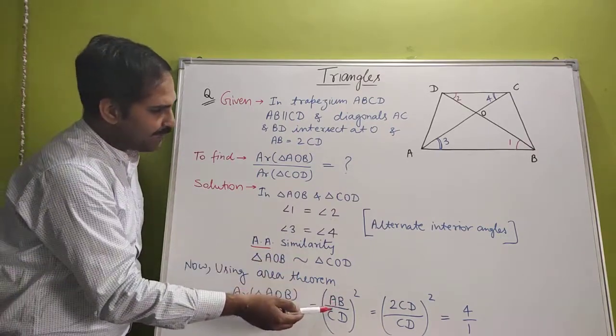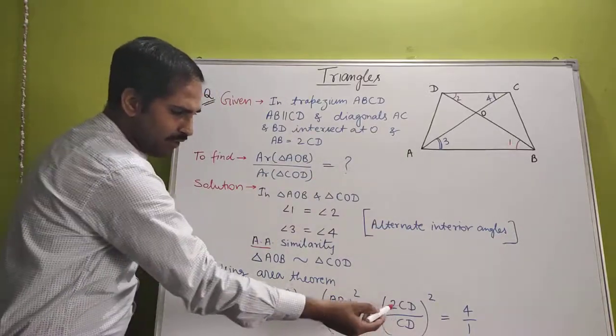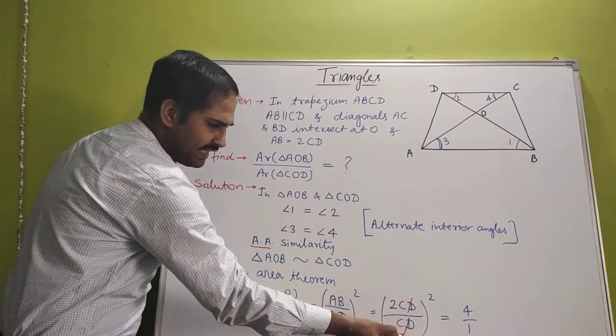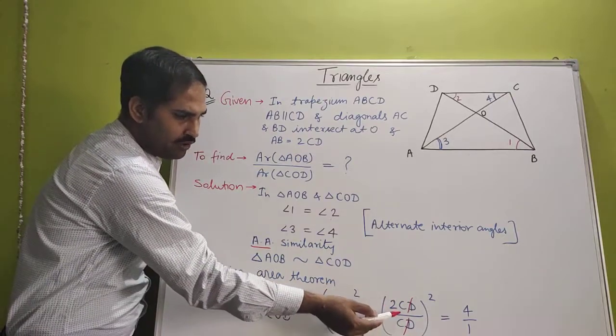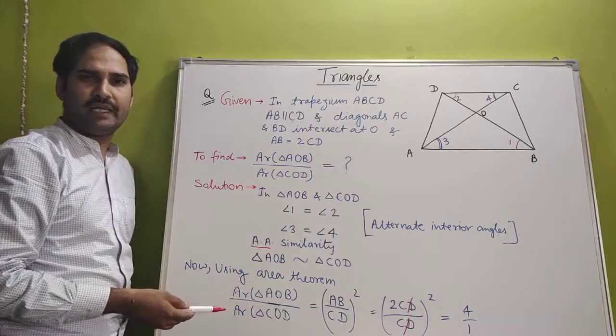Now as AB is equal to twice of CD, so after putting we can see here AB is twice of CD, so CD and CD cancel out, so (2/1) whole square, that is equal to 4/1, and this is the ratio of area.